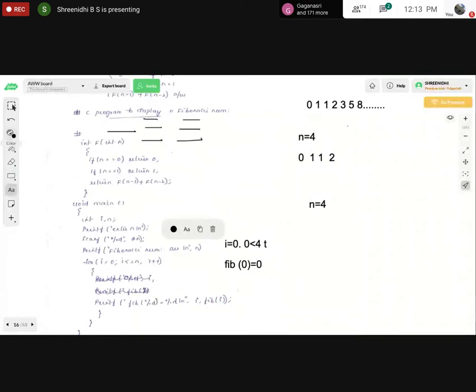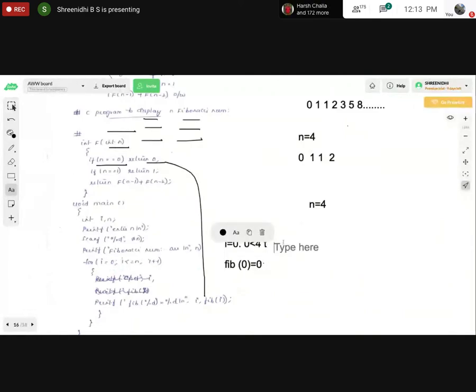When I pass 0 to this function, this condition will become true. n is 0, is equal to 0, return 0. So it returns me 0 here, so it will print 0 here. Got it? Next, similarly, increment your i value.